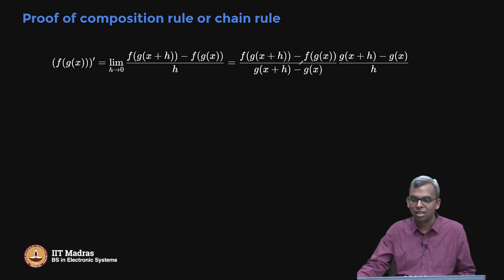This is the expression, and I've divided by g of x plus h minus g of x, multiplied by g of x plus h minus g of x. So you assume I'll restrict h so that these don't become 0. Okay, so you have to do such things.